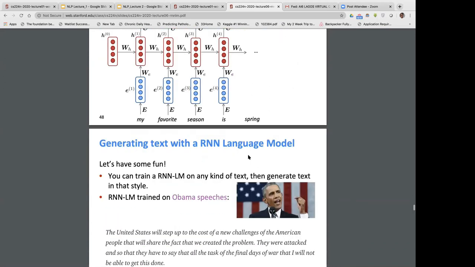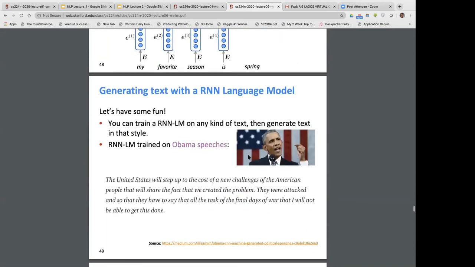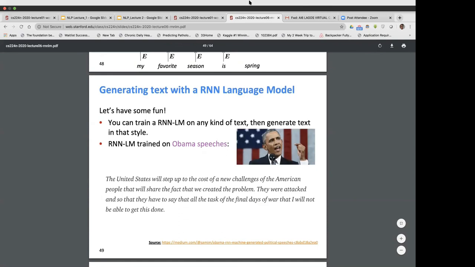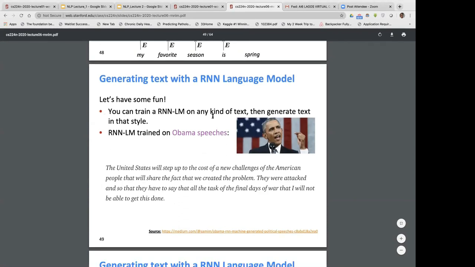So let's see an example of generating text with a language model. So I'm training an RNN language model on any kind of text.